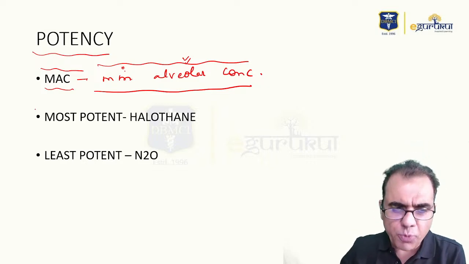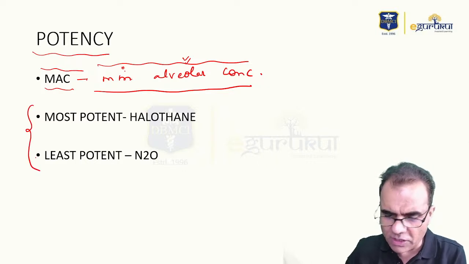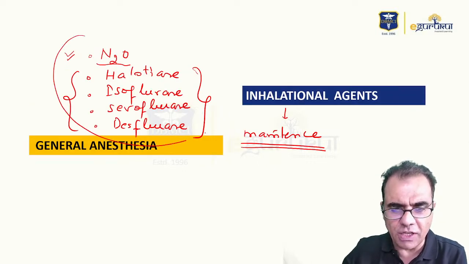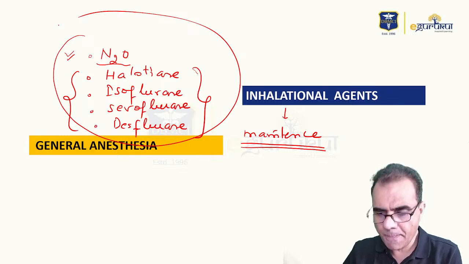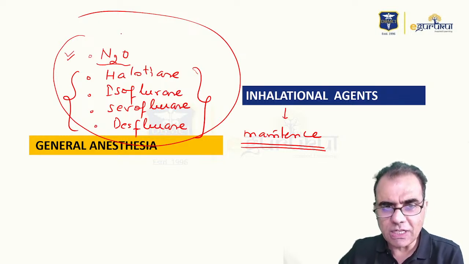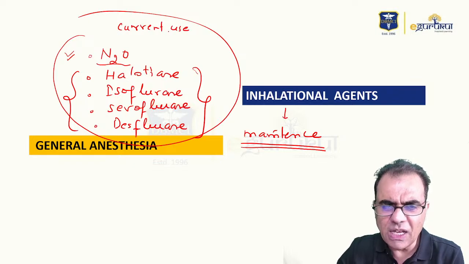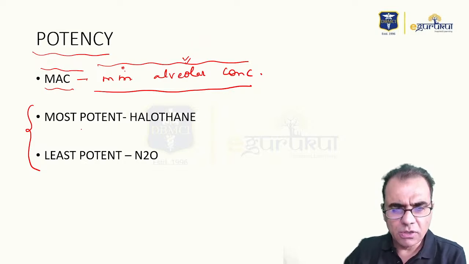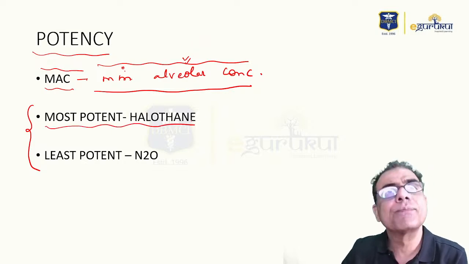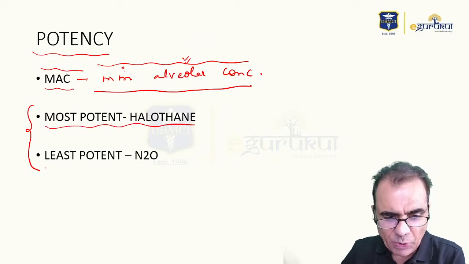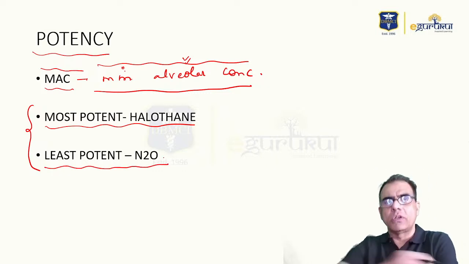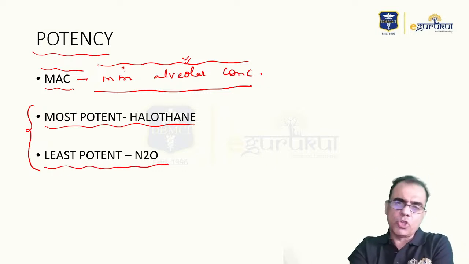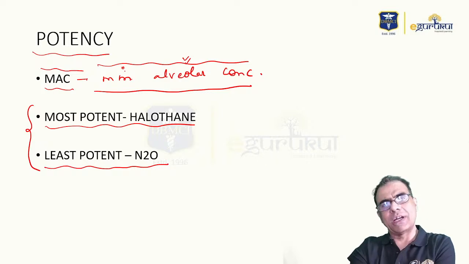So the most potent among, and of course we have to discuss only the agents of the current use. So these are the agents of the current use. Questions always come from the current use agents nowadays. So among the current used, the most potent is halothane and the least potent is nitrous oxide.